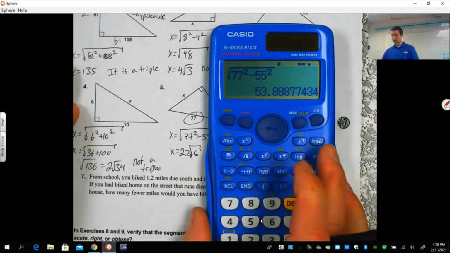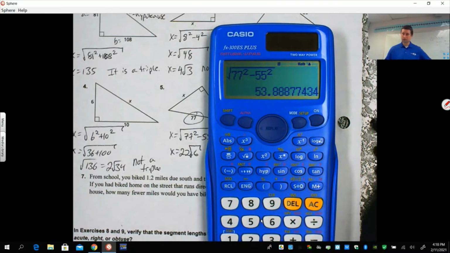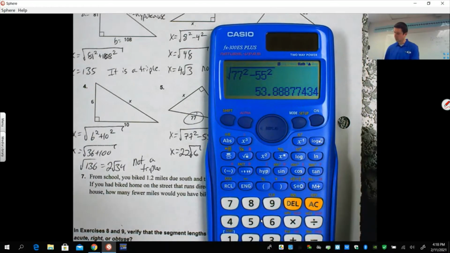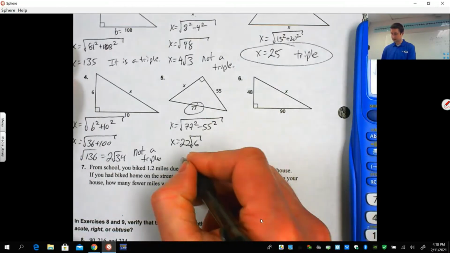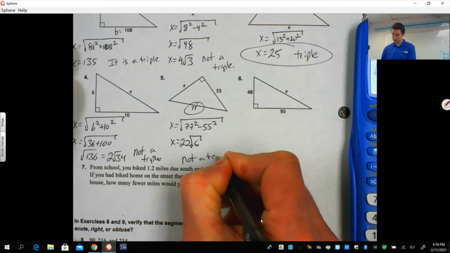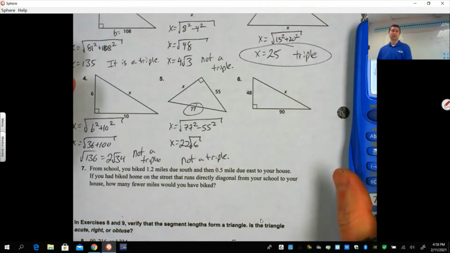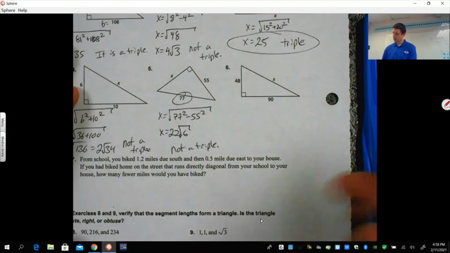If you measure it out, it's almost 54, if it was inches or feet or meters or whatever it is. But that's the exact answer, not a triple. We've had two not-a-triples in a row. I'm going to guess the third one here is going to be a triple.